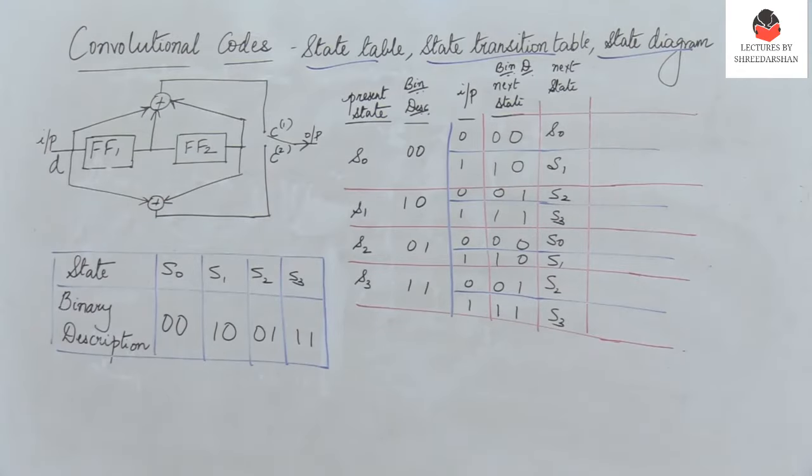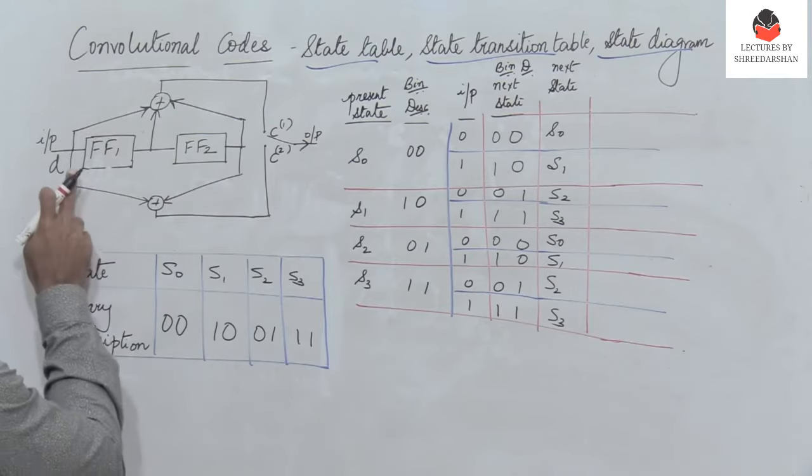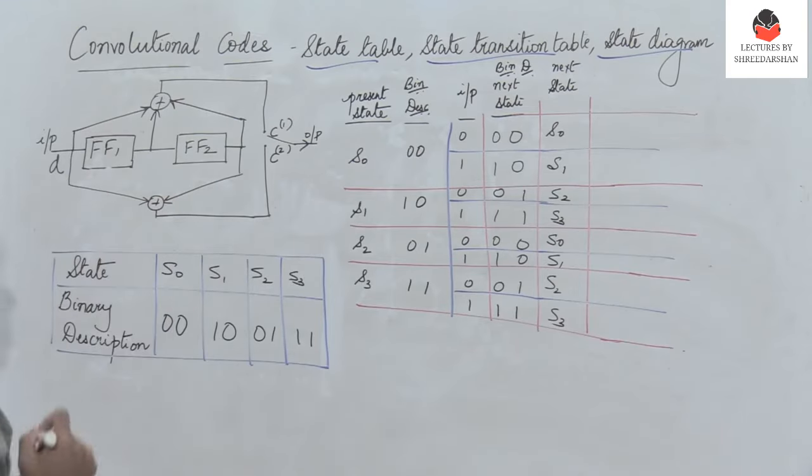Right. So now to get the output C1 and C2. C1 is nothing but these three XOR, isn't it?